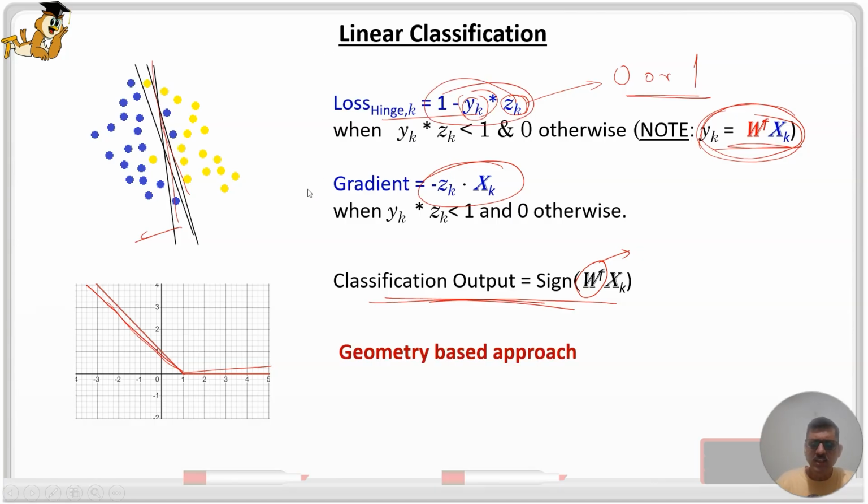So in many ways, you could think of this as a geometry-based approach, because you were looking at the distance from the linear separator, and your loss was directly related to how far away you were from your linear separator. That is why it would be fair to call this a geometry-based approach. The distances that you were dealing with were geometric distances.